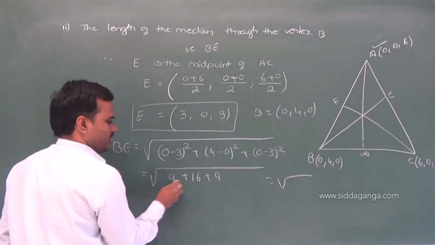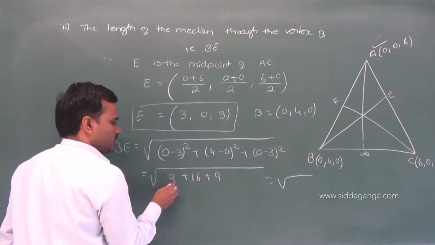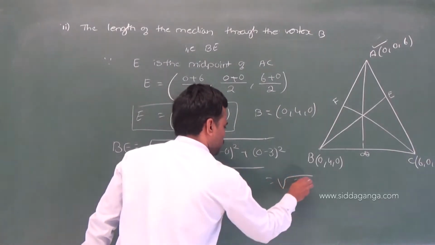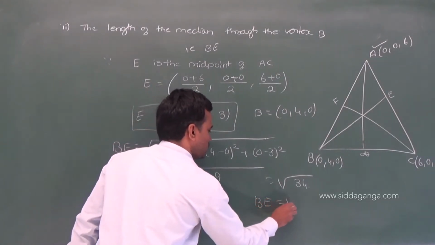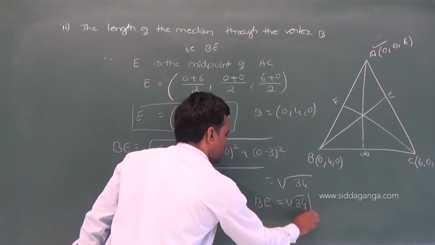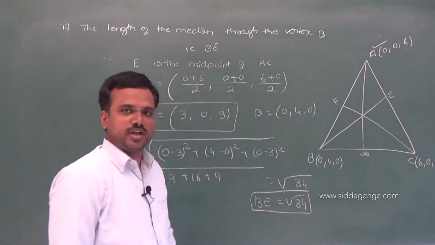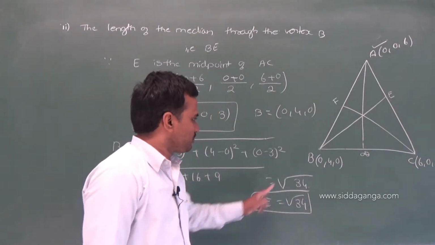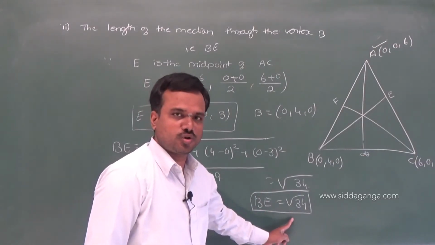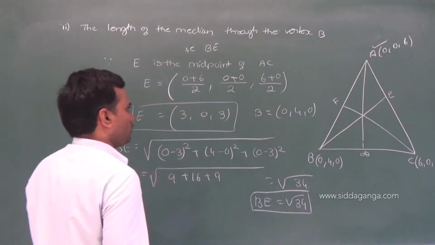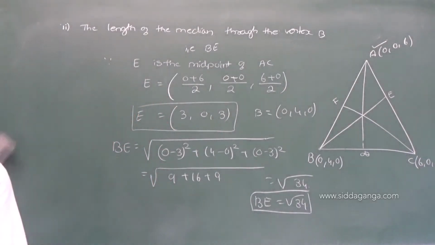That is 9 plus 16 plus 9. 9 plus 16 is 25, 25 plus 9 is 34. That means the length of the median BE is root 34. The length of the median through the vertex B, BE, is root 34. This is over. Third one.